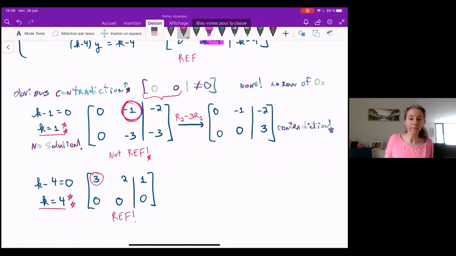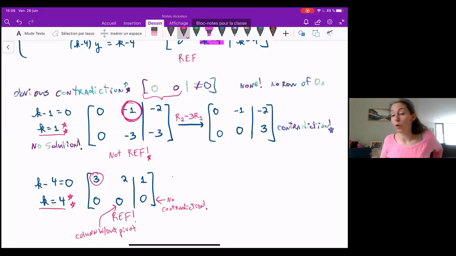I've got my pivot in the first column. It's got the 0 below it. I have a column without a pivot. And no contradiction occurs. So we don't have a contradiction, but we do have a column without a pivot. So this represents infinite solutions.